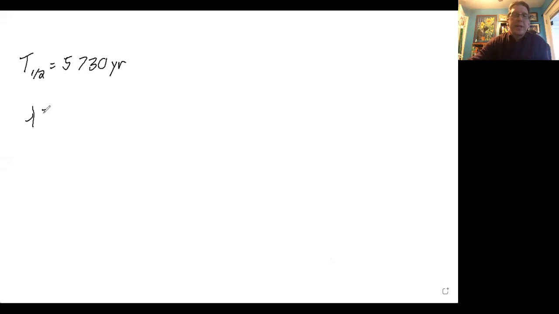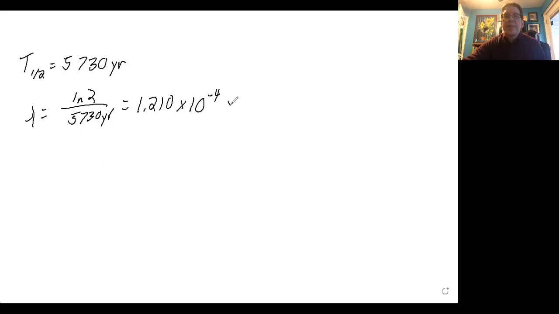So lambda is equal to, and again, you can leave this in inverse years if you want. So that's 1.210 times 10 to the negative 4 inverse years.